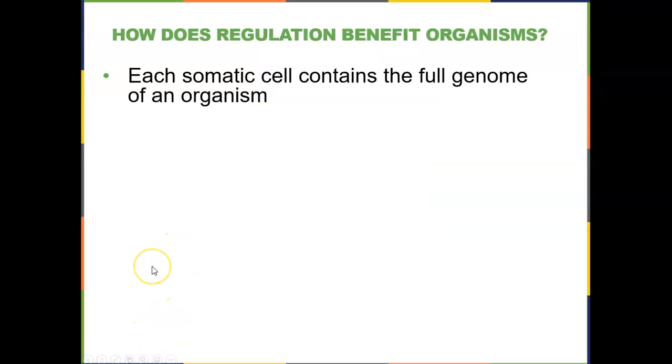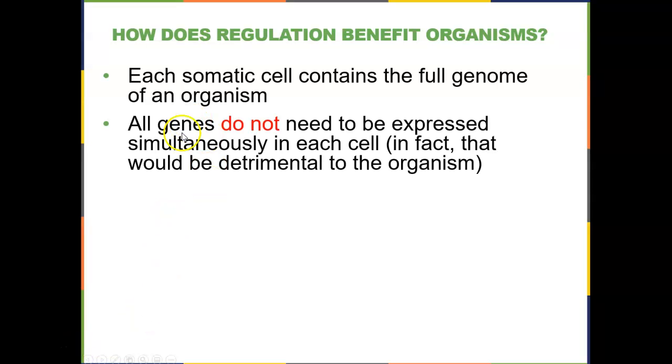So each somatic cell has a full genome of the organism. That means it has every chromosome and every gene that is needed to make all the proteins and all the materials for the entire being. But not every cell needs every one of those. So not all genes need to be expressed at the same time in each cell, and that would actually be a bad thing because that would overwhelm the cell and not allow it to do its individual job.